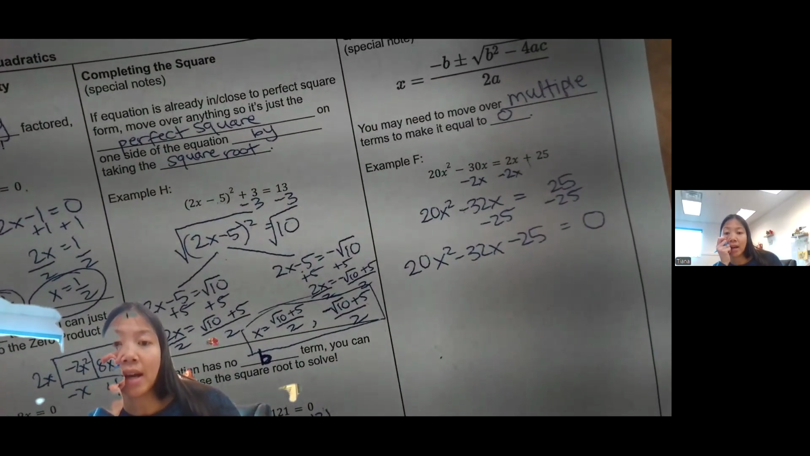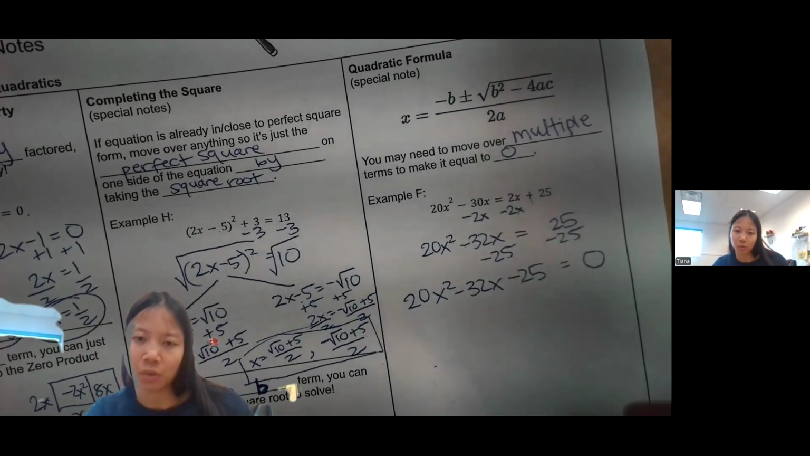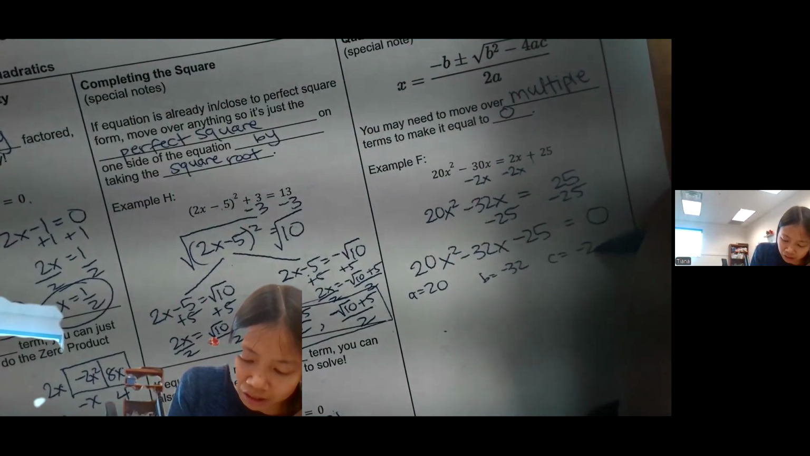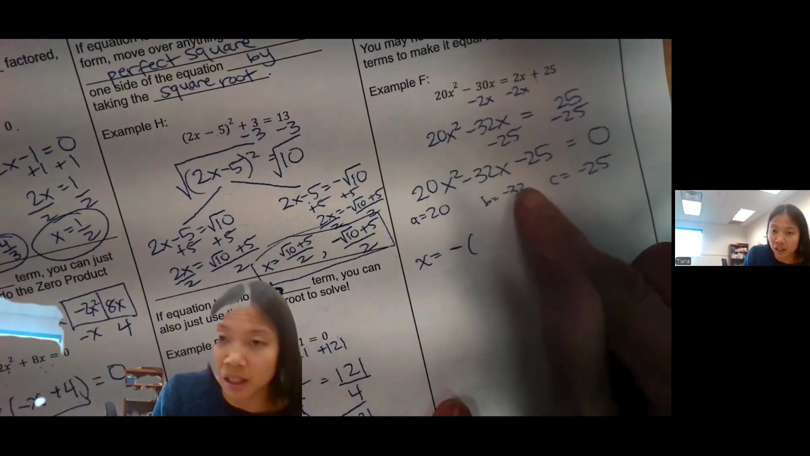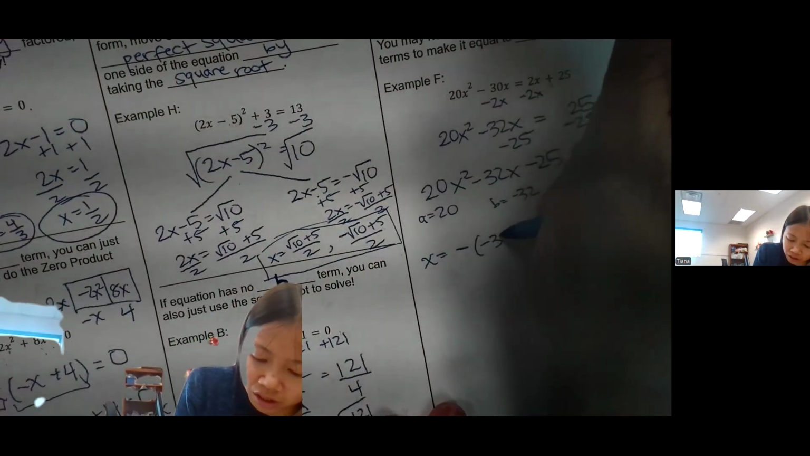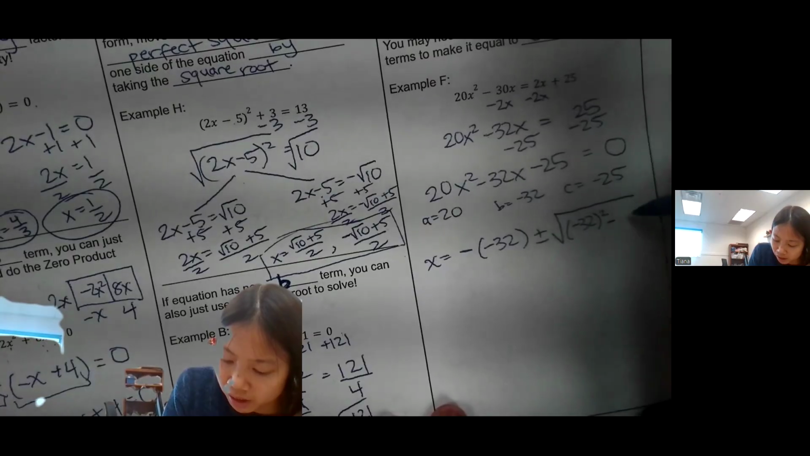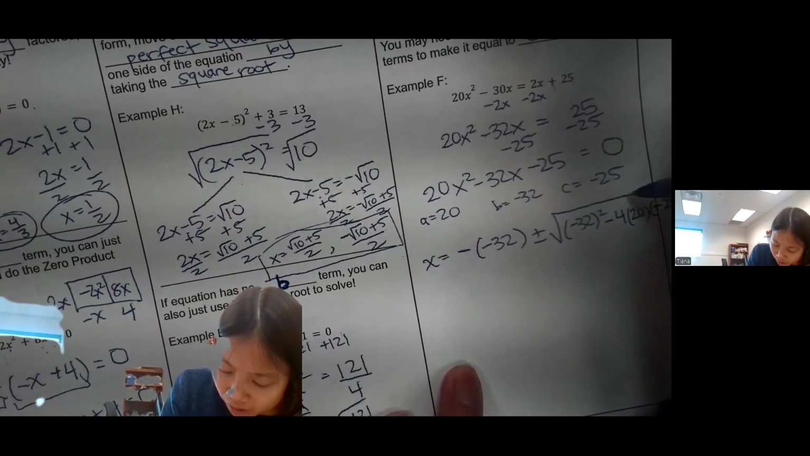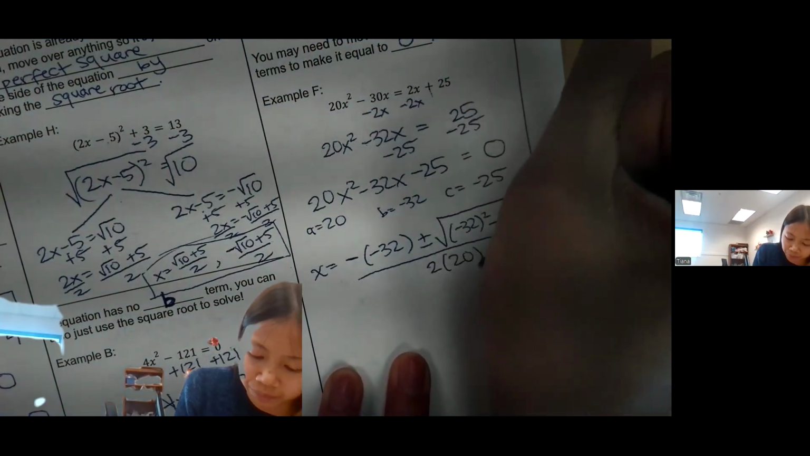And now we can see we've got a lot of really large coefficients, so the quadratic formula is a good way to go. My a value is 20, my b value is negative 32, and my c value is negative 25. So let's stick those into the quadratic formula. We have x equals negative, parentheses, b, which is negative 32, plus or minus the square root of b squared, which is negative 32 squared, minus 4 times a, which is 20, times c, which is negative 25, all over 2a, which is 2 times 20.